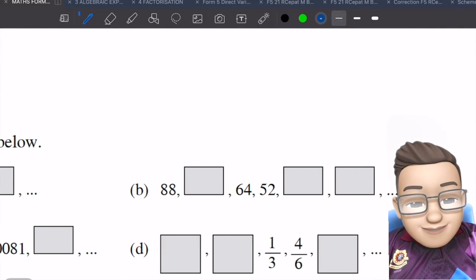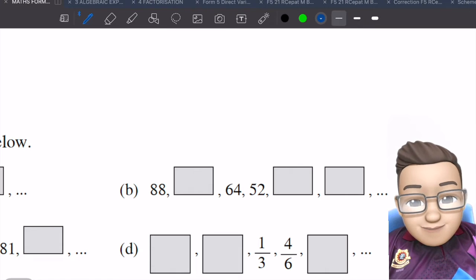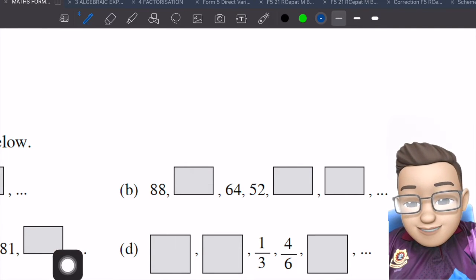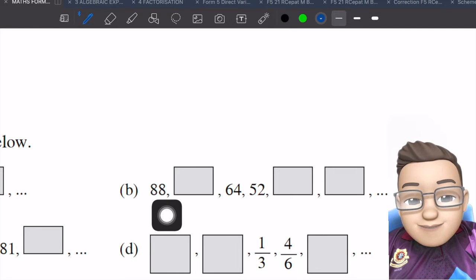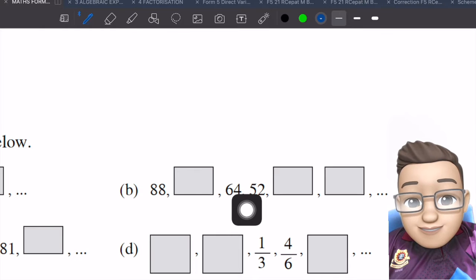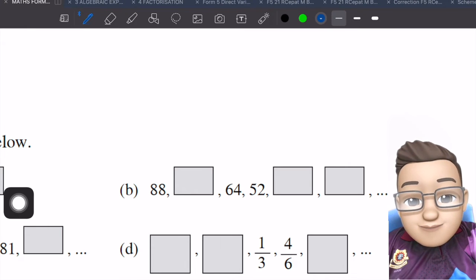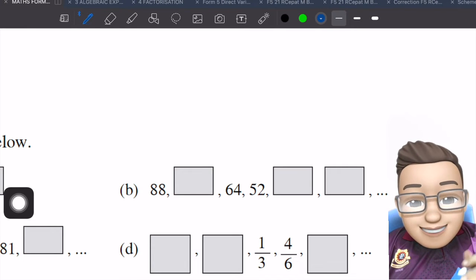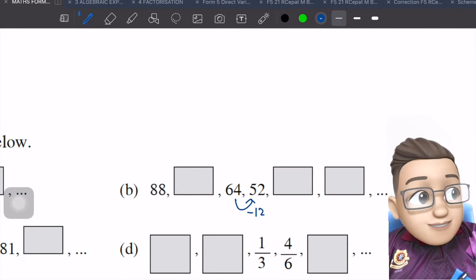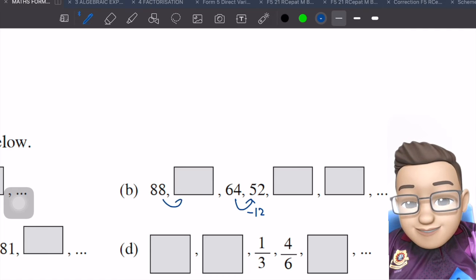Next, the second one. The first number you have is 88, but you don't have any clue what the second number is. But you have the third and the fourth, so you can see what the pattern is between these two numbers. From 64 to 52, you must divide by 12.